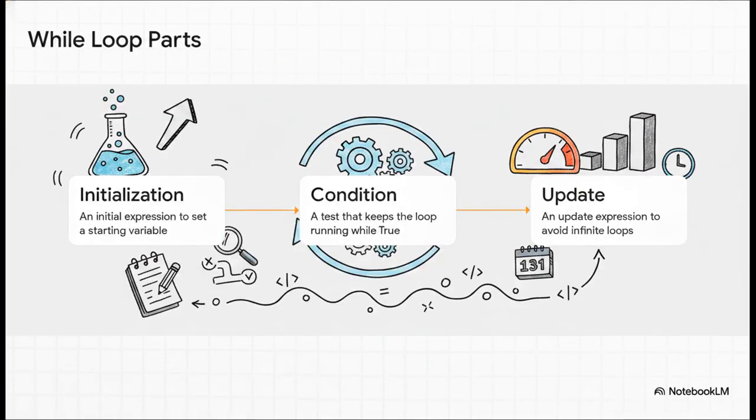Now, if you look at the syntax of a while loop, it literally always breaks down into three very manageable pieces. First, you need an initial expression. This is just setting a starting variable, something like number equals 1. Second, you need a condition. This is the test that actually keeps the loop running, like while number is less than or equal to 10. And third, you absolutely need an update expression, say number equals number plus 1. Without that update, your loop would literally run forever, and trust me, nobody wants an infinite loop crashing their program.